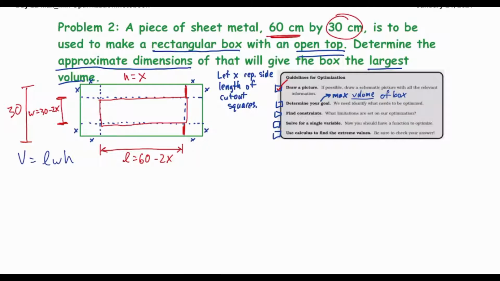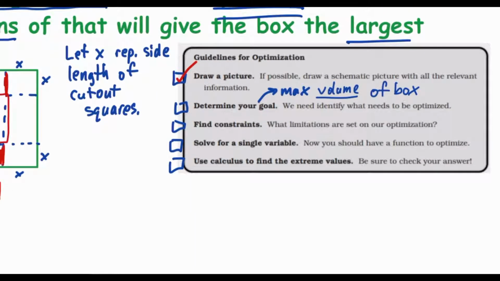And we can see that here. Height is defined in terms of x. Width is defined in terms of x. Length is defined in terms of x. So we have determined our goal. We have set things up in terms of a single variable.